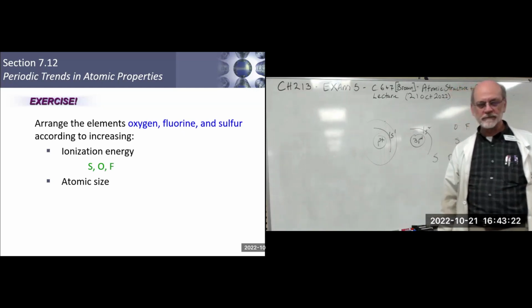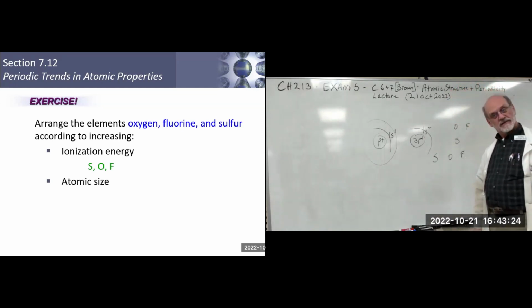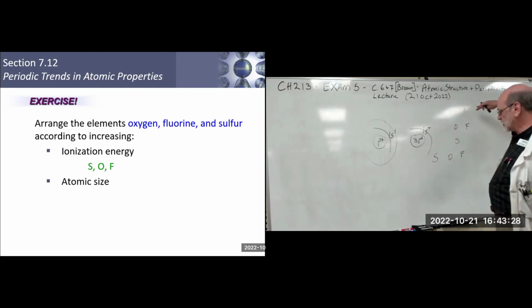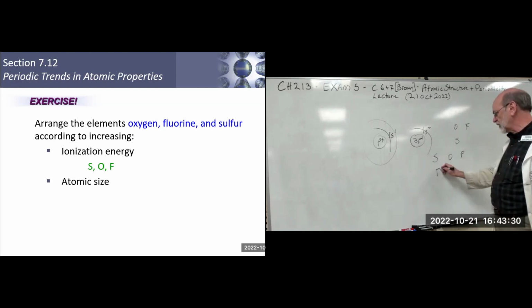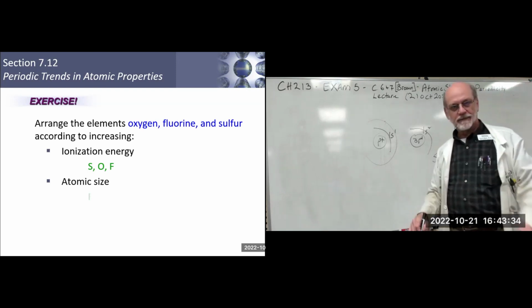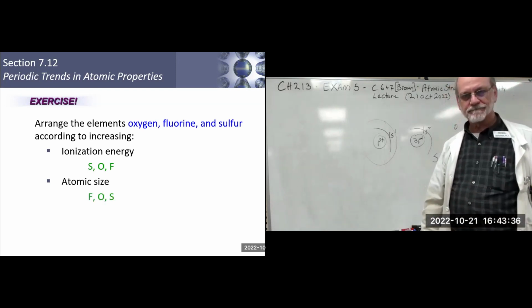Sulfur, oxygen, fluorine. How about atomic size? Atomic size is just the opposite. It's decreasing size in this direction. So it should be fluorine, oxygen, sulfur. Okay?